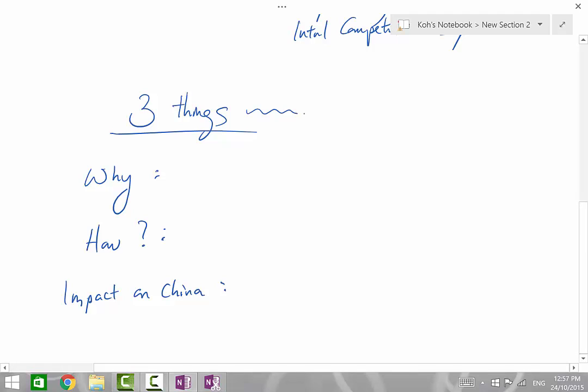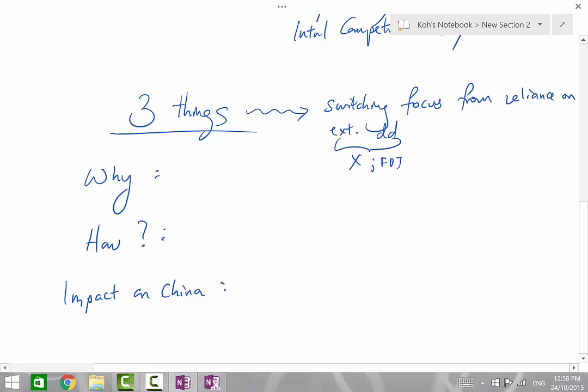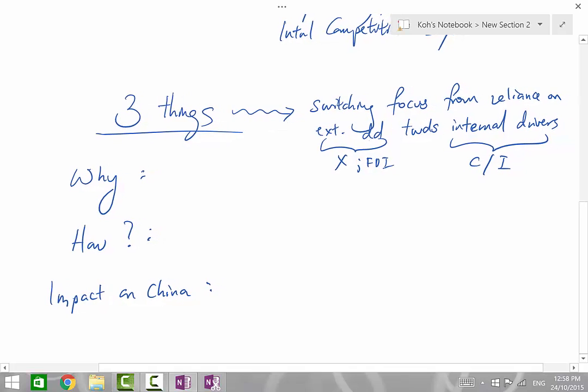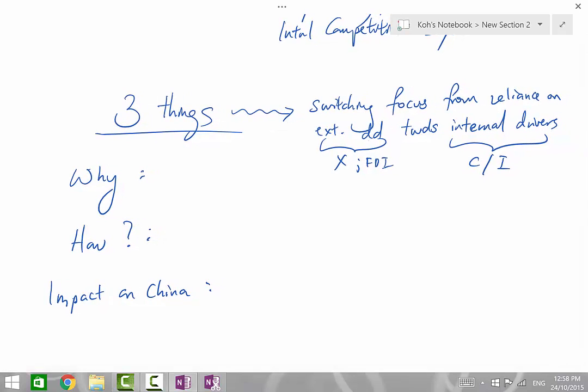So when I talk about Chinese economy rebalancing itself, what's really happening here is that they are switching focus, okay, from reliance on external demand. External demand, of course, means X, and to a certain extent FDI, okay, towards internal demand or internal drivers of growth. I'm looking at C and I. Okay, so China is trying to rely less on the rest of the world and rely more on its own people. So why are they doing this?